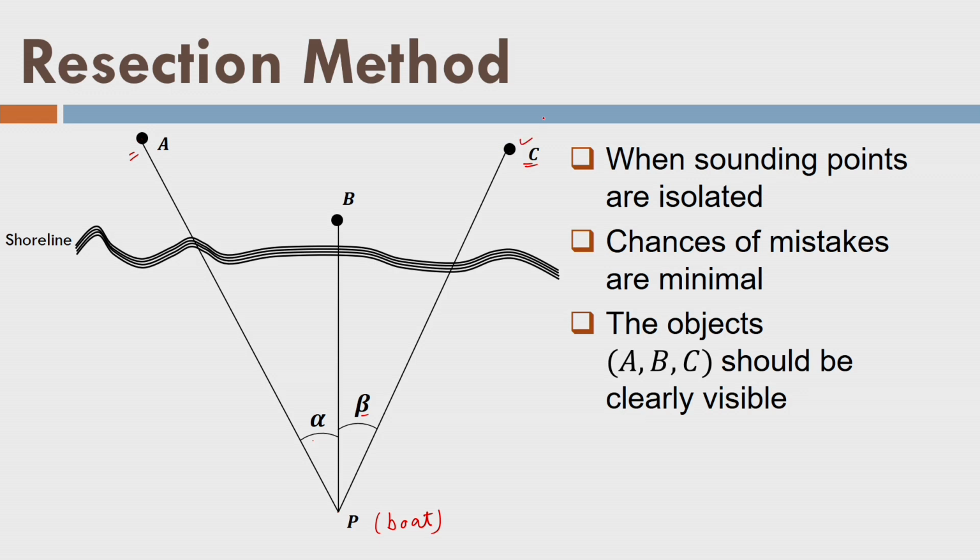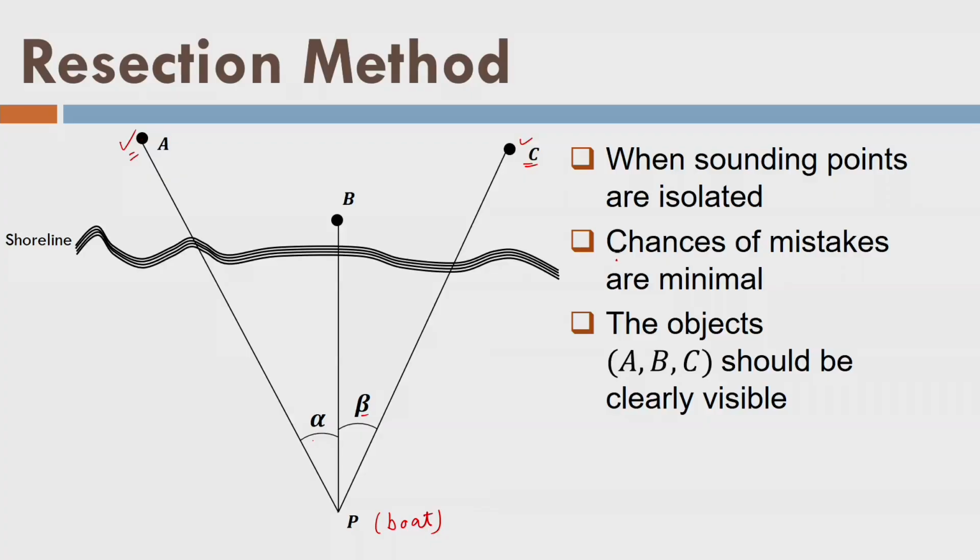Moreover, since these are only the permanent reference marks, the complete survey team is in the boat. So, we do not need much of the survey team, or a small team of surveyors will also be good. So, this method is a little more independent than the intersection method, or it is less laborious. So, chances of mistakes are minimal here.